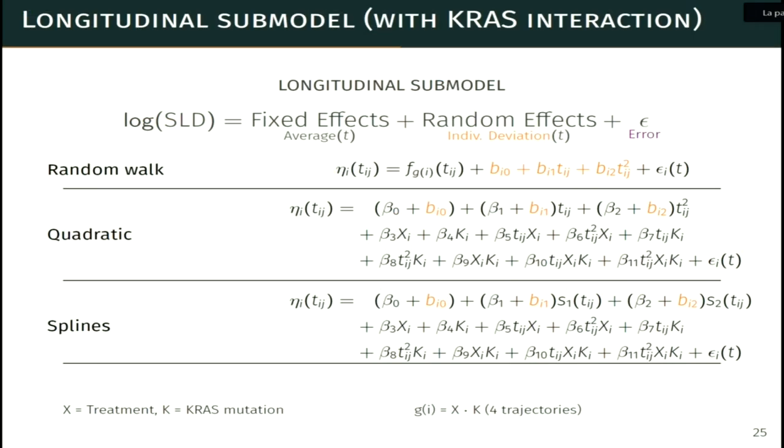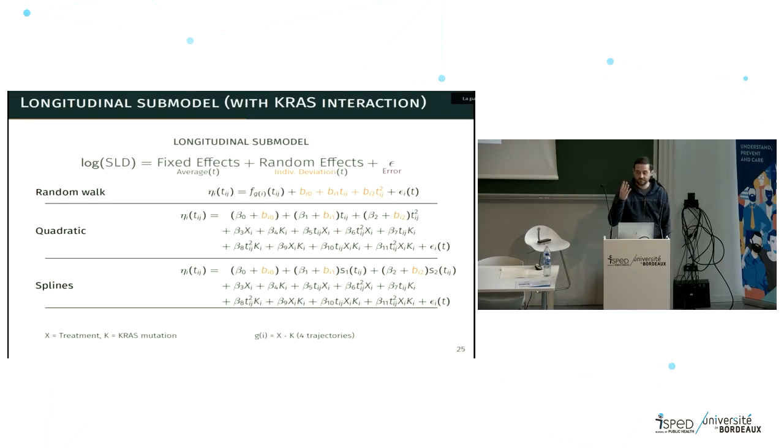So the models are slightly more complex than I showed earlier because now we need to account for treatment and KRAS mutation. The interaction between those two will give us 4 trajectories. So my random walk for the average is actually a stratified random walk with 4 trajectories. For the quadratic and splines, I just need to include all the interaction terms between treatment, KRAS mutation, and time. So that's it. We have also 4 average trajectories with the quadratic and splines. And of course, we can have baseline covariates. I didn't include them. It's already a mess, so whatever.